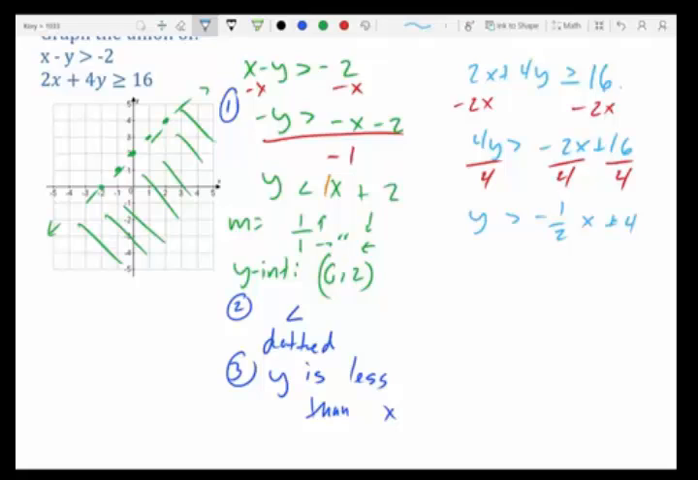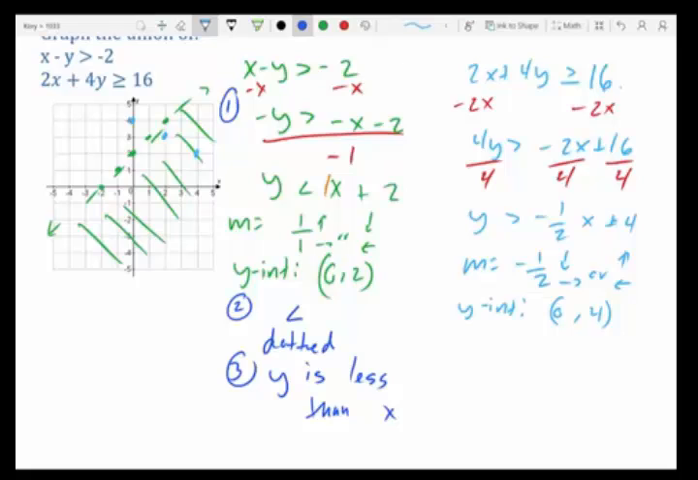So we need to find a few things. Our m is negative 1/2, so I can go down and right or up and left. And our y-intercept is 0, 4. So we're going to 0, 4, plot our point, and we're going to use our slope. I'm going to go down and right. So down 1, right 2, down 1, right 2.